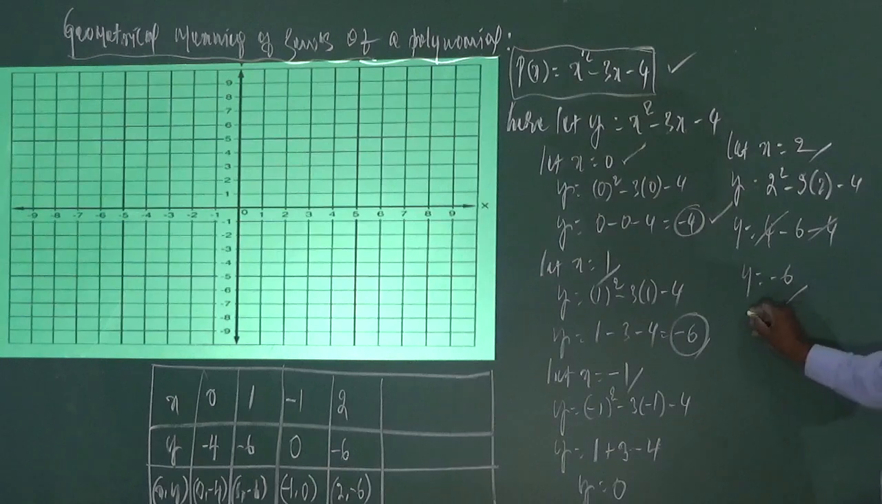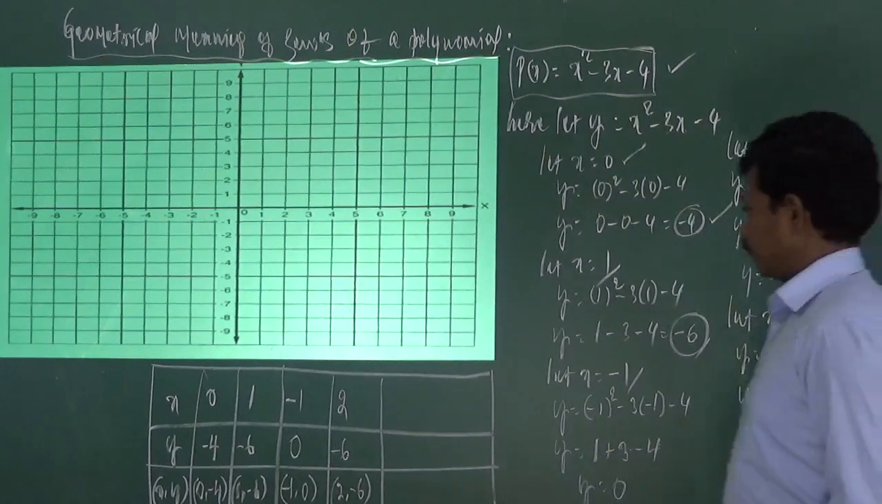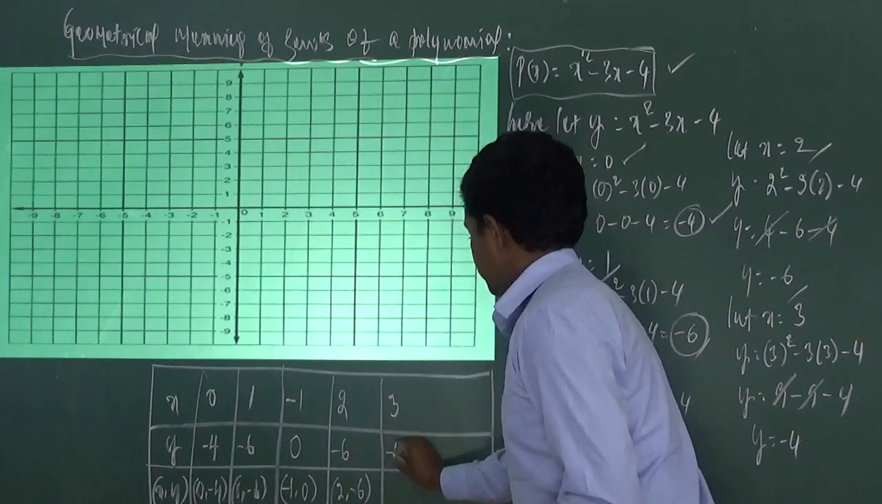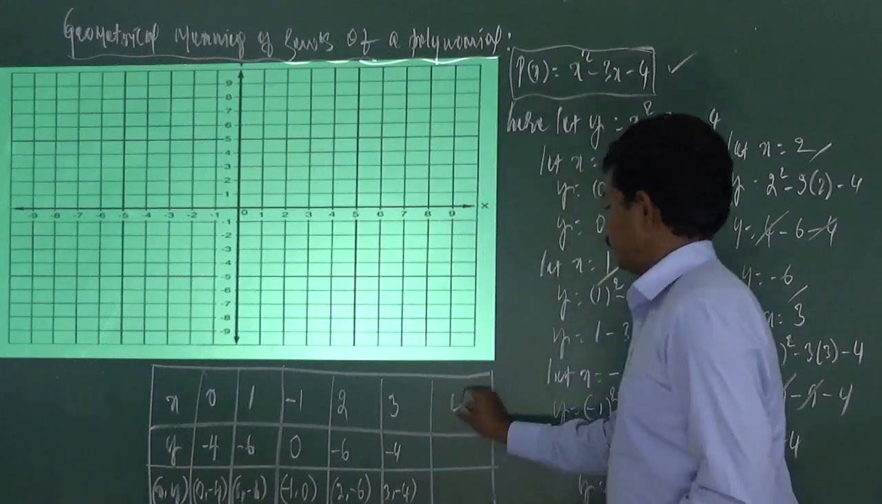Let us go with another one. So let x is equal to 3 we will give. So y is equal to 3 square minus 3 into 3 minus 4. So y is equal to 3 square is 9, minus 9, minus 4, minus 9 plus 9 cancels. So y is equal to minus 4. 3 comma minus 4.